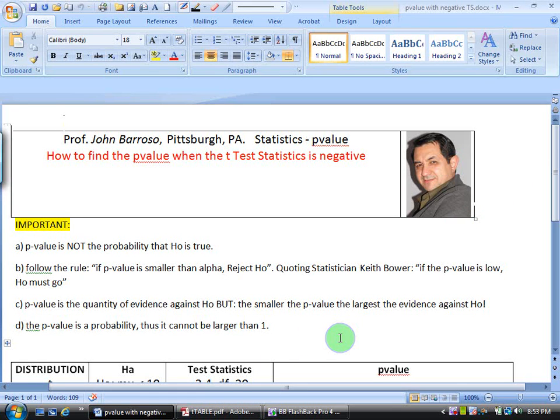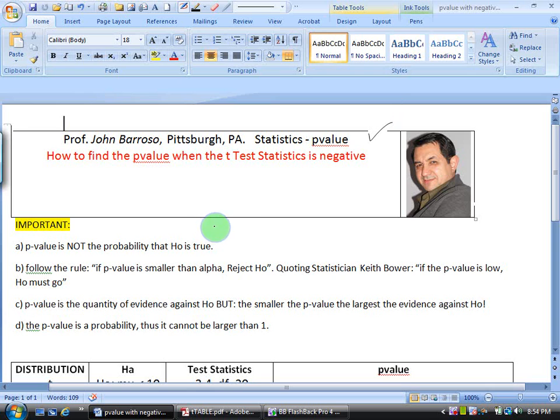Hi, today we're going to talk about how to find the p-value when the t-test statistic is negative. Before we get started, let's refresh a few things.